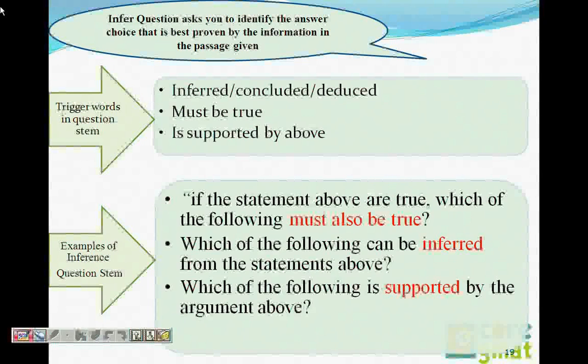Oh hi, welcome back. So we studied strengthening, we've studied weakening, and now we're going to study infer questions. I hope strengthening and weakening questions are clear. They're absolutely clear. Okay, so let's go to infer questions now. I hope they are clear to the students who are watching the video as well.